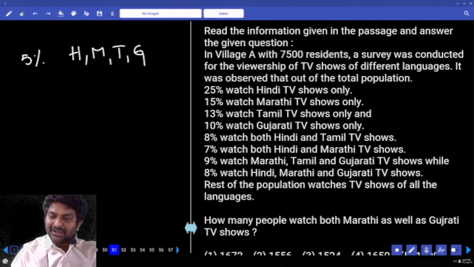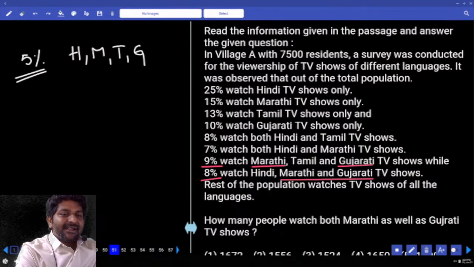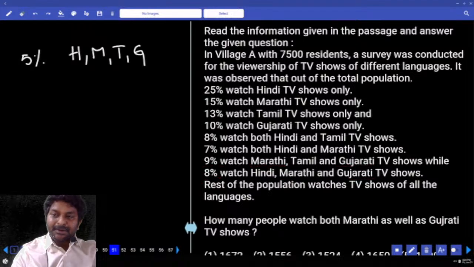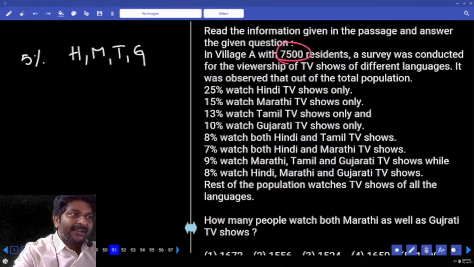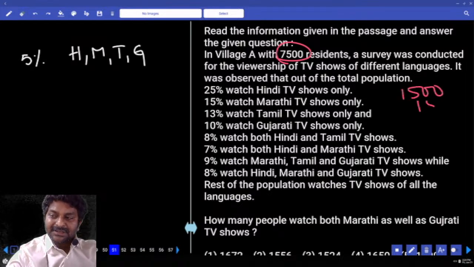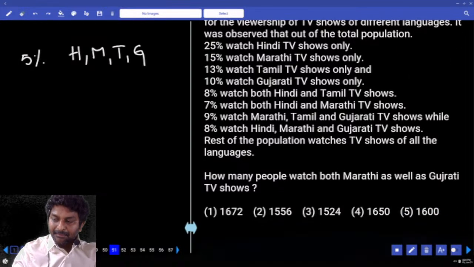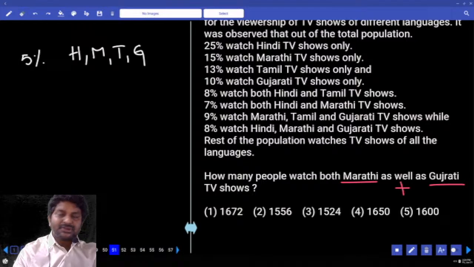Marathi as well as Gujarati both should be there, right? We should see Marathi as well as Gujarati. We have Marathi and Gujarati, and here also we have Marathi and Gujarati, and in this 5% also we will have Marathi and Gujarati. 9 plus 8, 17 plus 5, 22% of this number. That's what we have to calculate. Correct? What is 10%? 20%? 2%? Then the sum is equal to 1650. That's what we need to calculate. Understand? Marathi as well as Gujarati, so both should be there.